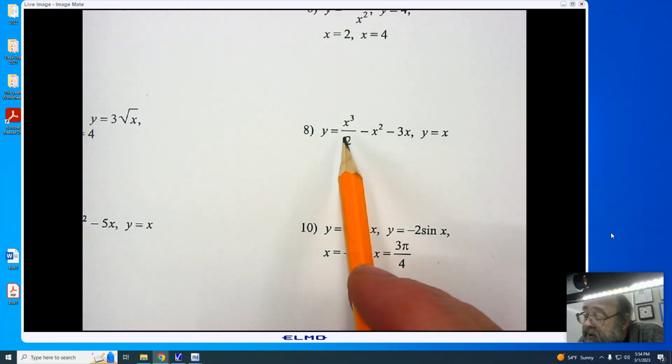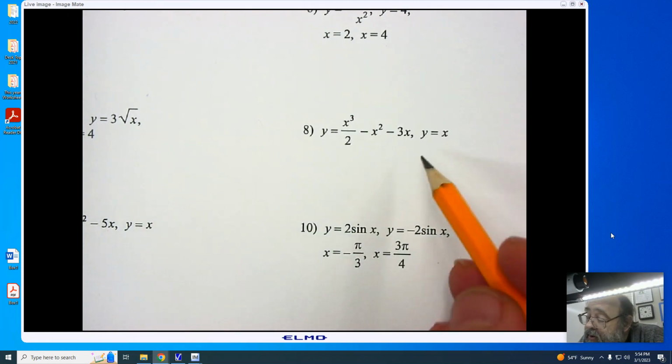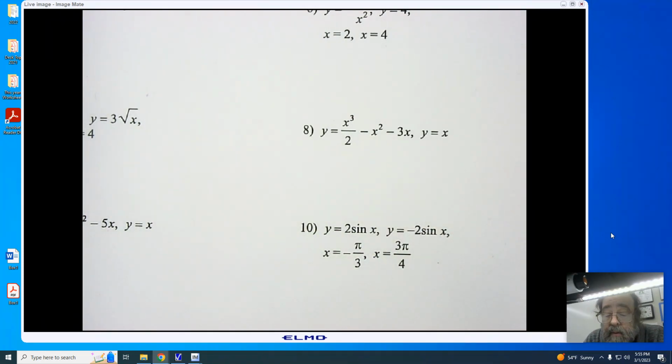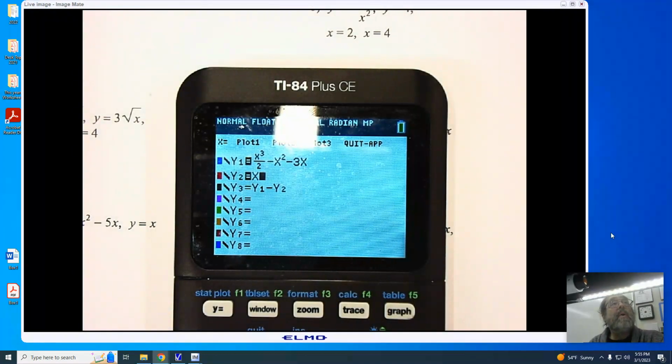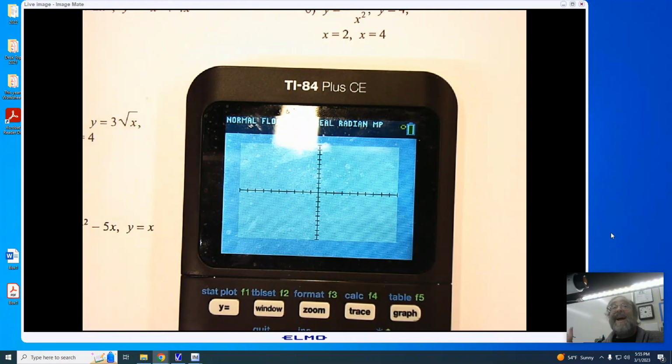So we're going to put our first equation, and please make sure you write it carefully. I have in the past written this very wrong. So please make sure that you write the equation correctly, or you will have a problem. And then under my y, I'm going to make sure I put x. And our goal is to now find the intersection. So I'm going to do zoom 6, because I have no idea where the intersections are.